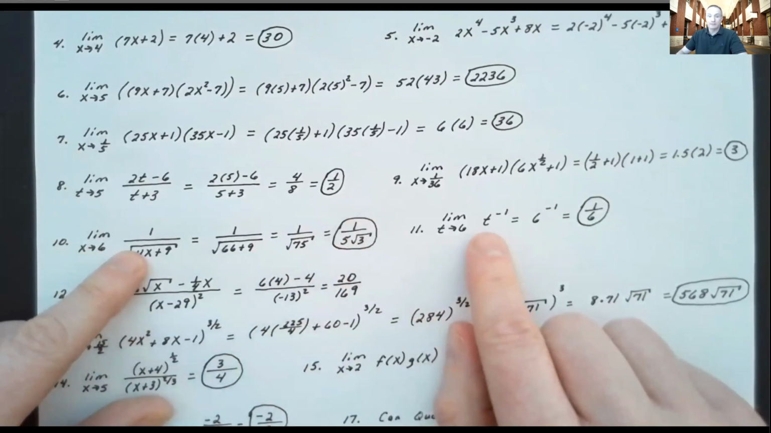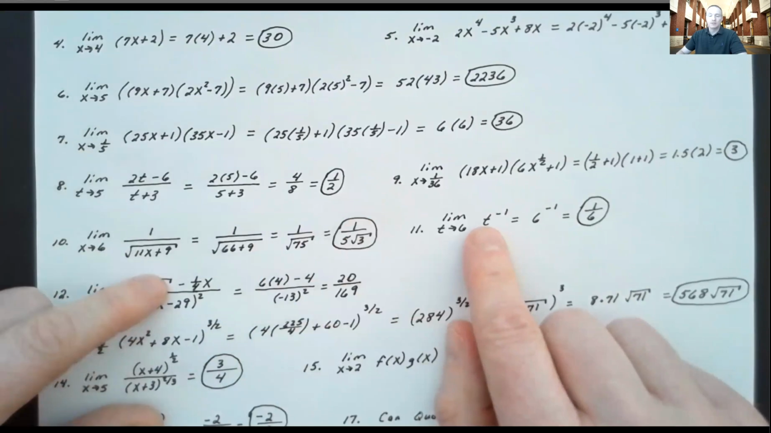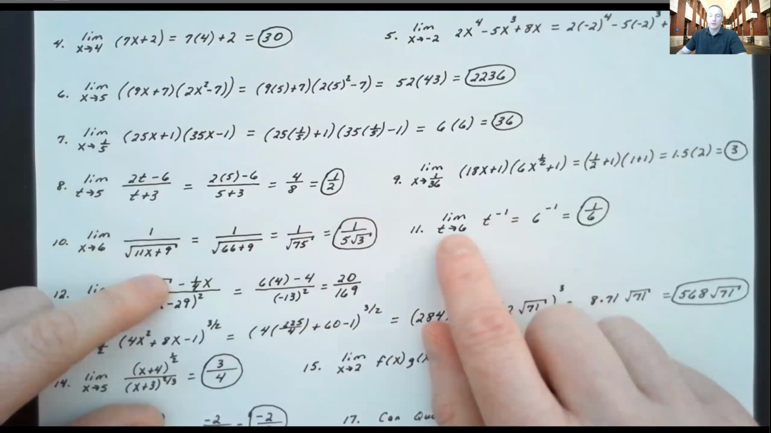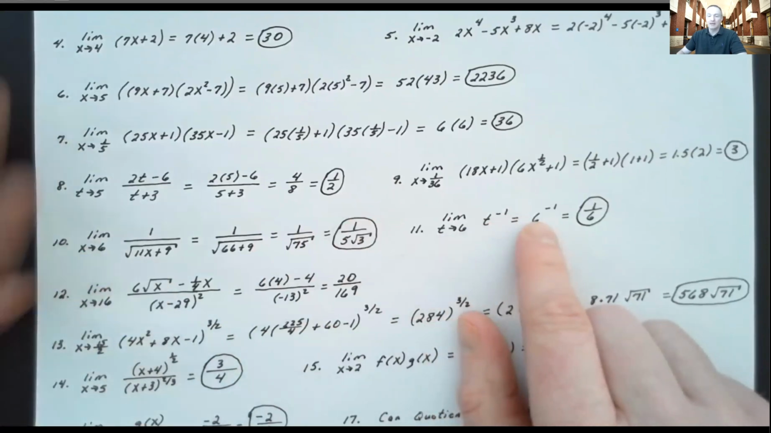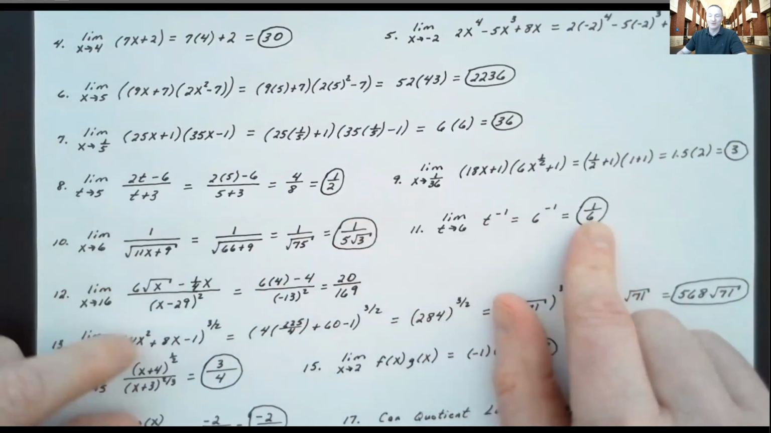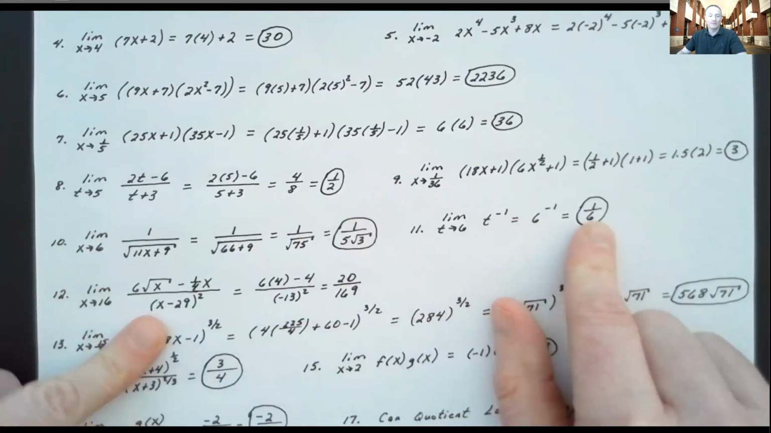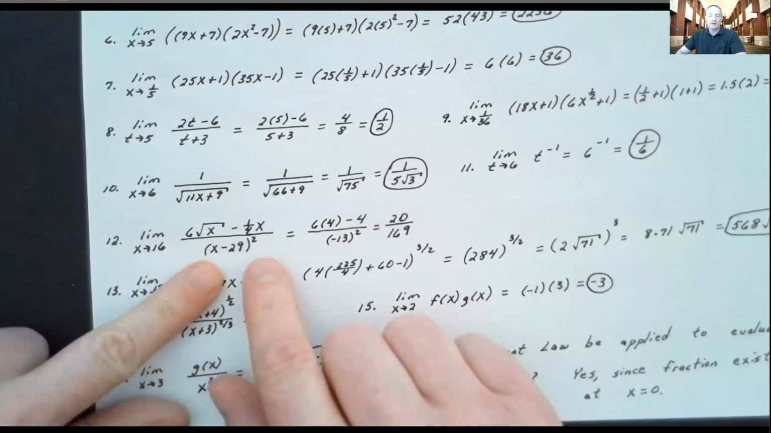The next one is even quicker. It's just the limit as t approaches 6 of t to the -1. So we know that we plug a 6 in the place of t. You get 6 to the -1 power. You know that that's 1/6. No problem there.